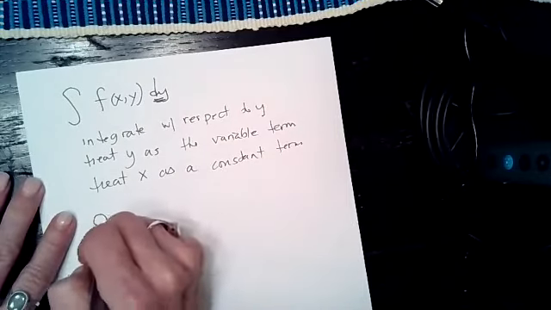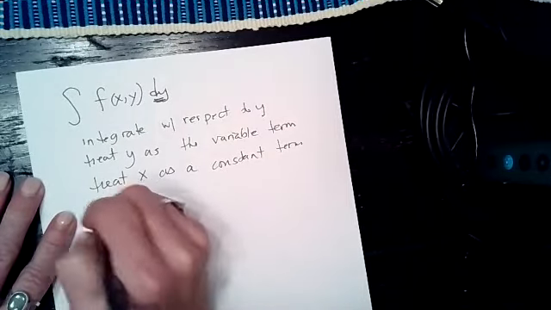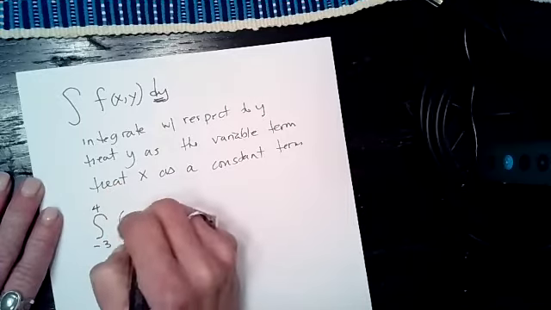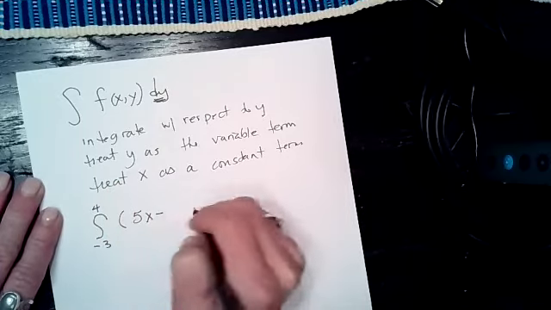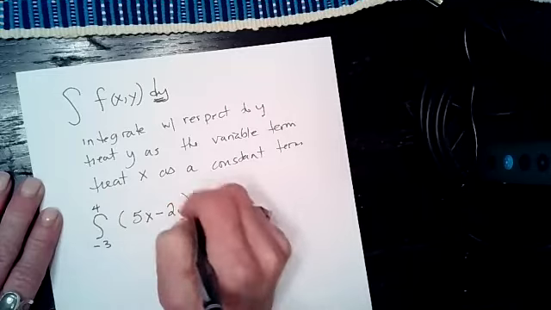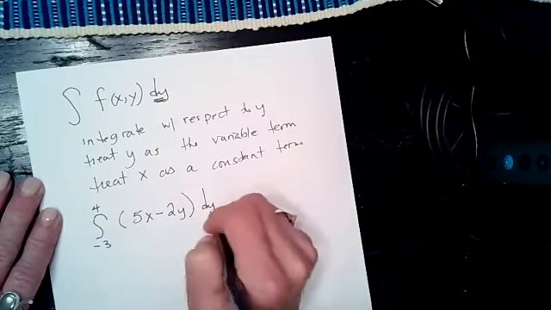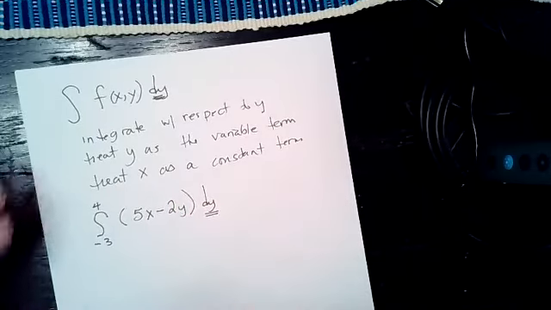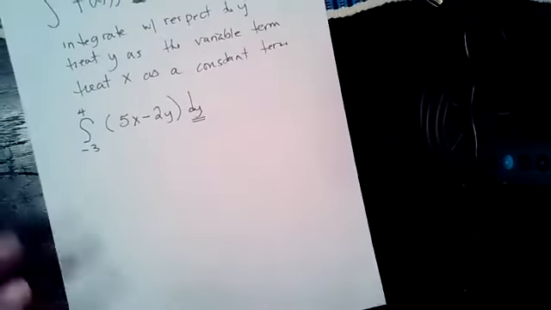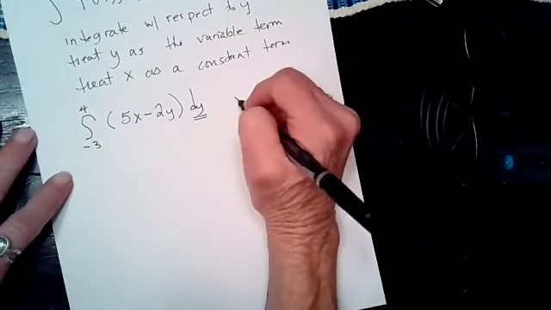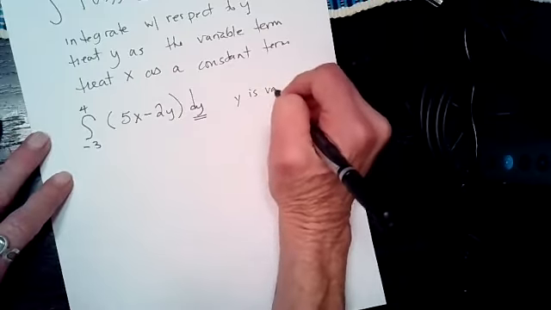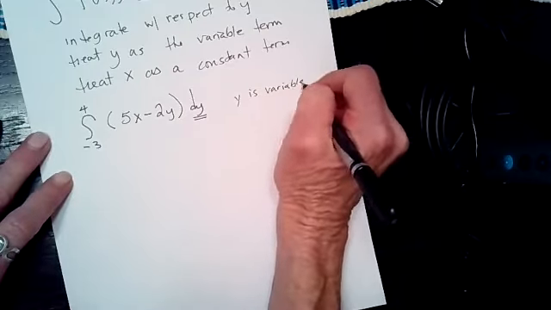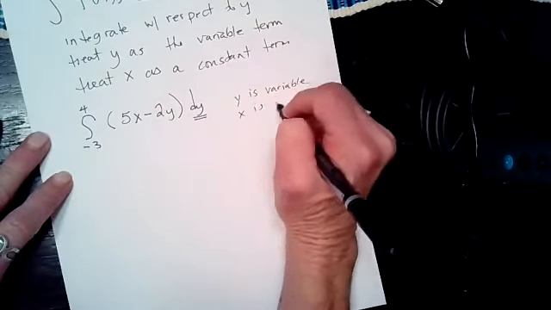Let's say from -3 to 4, and I have 5x minus 2y, and I'm going to integrate it with respect to y. Okay, so in my head, I have to go, okay, so y is the variable term, and x is treated as a constant.